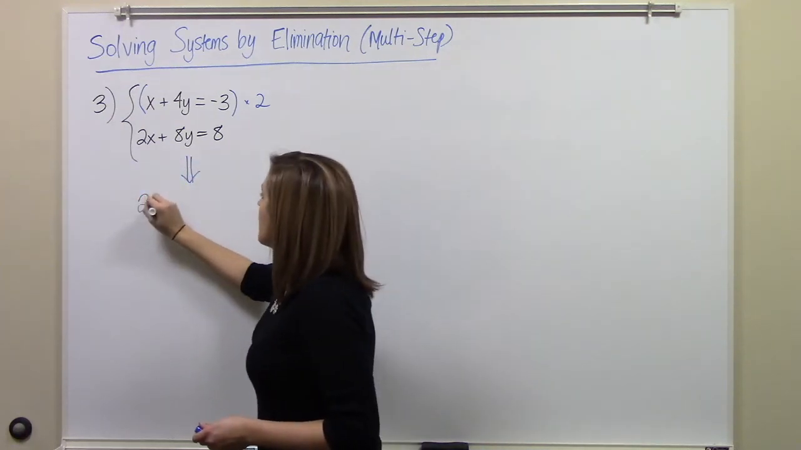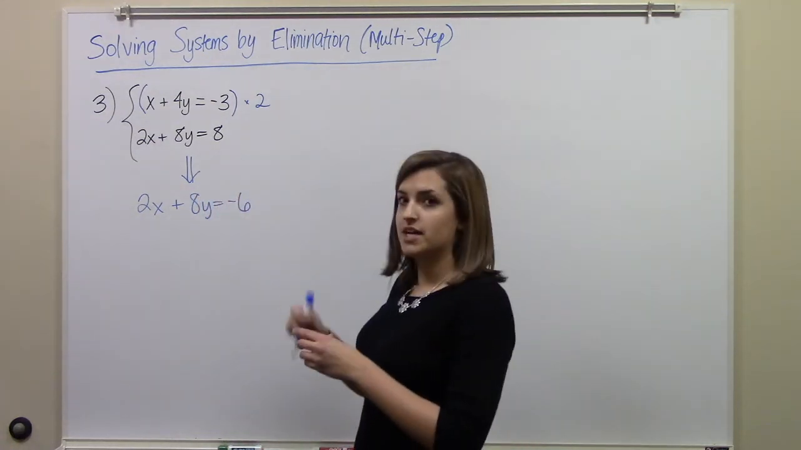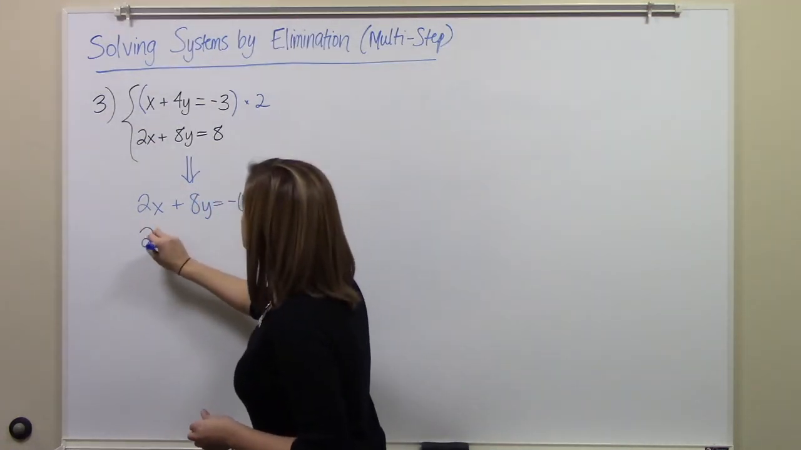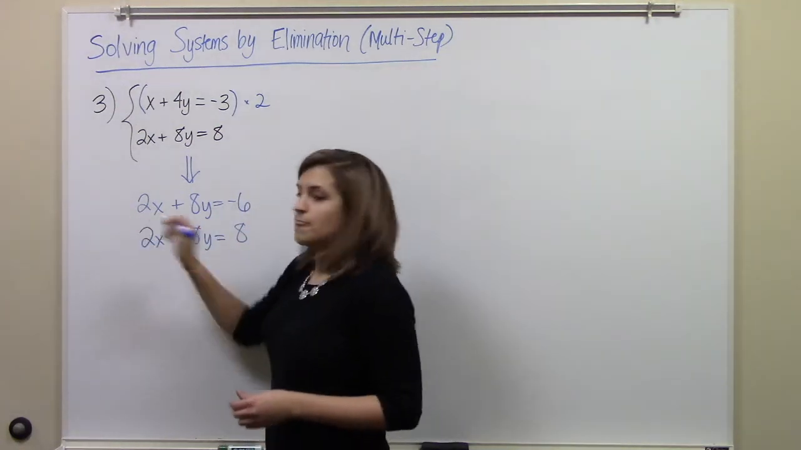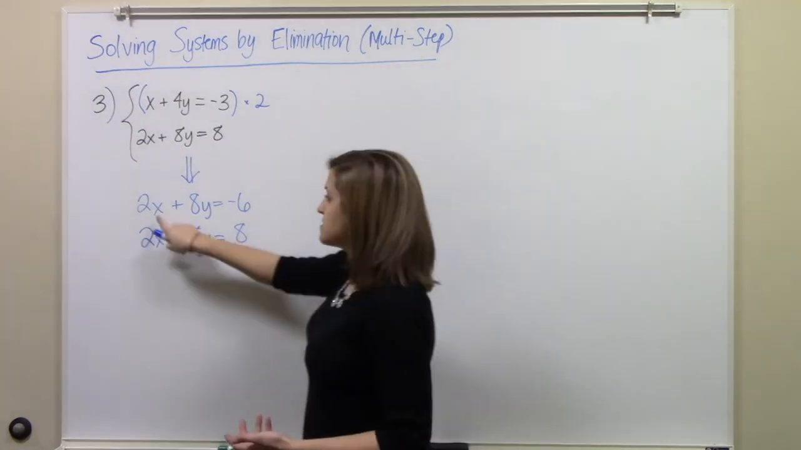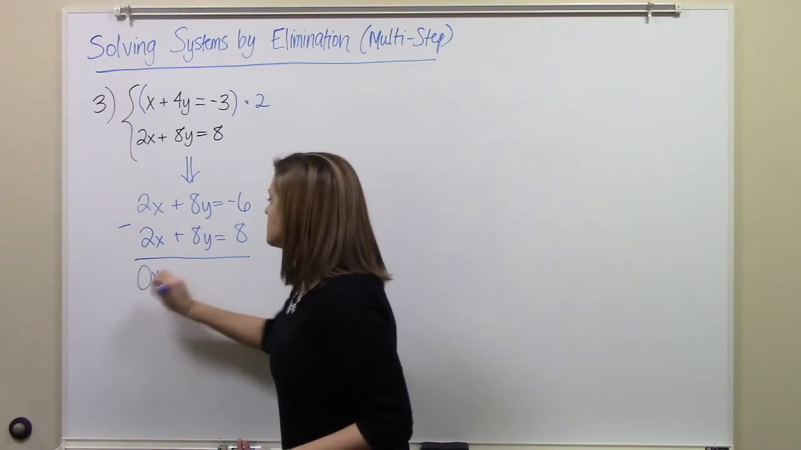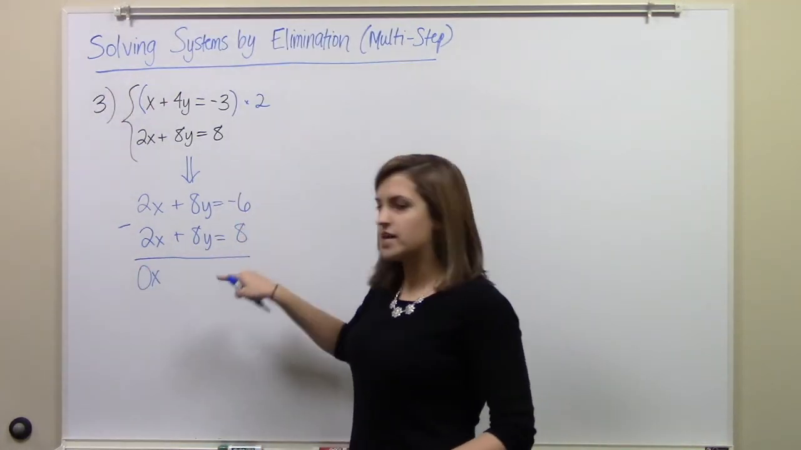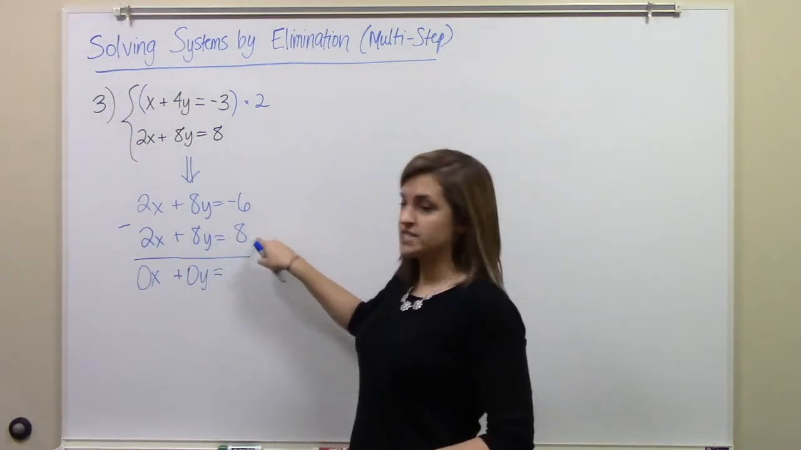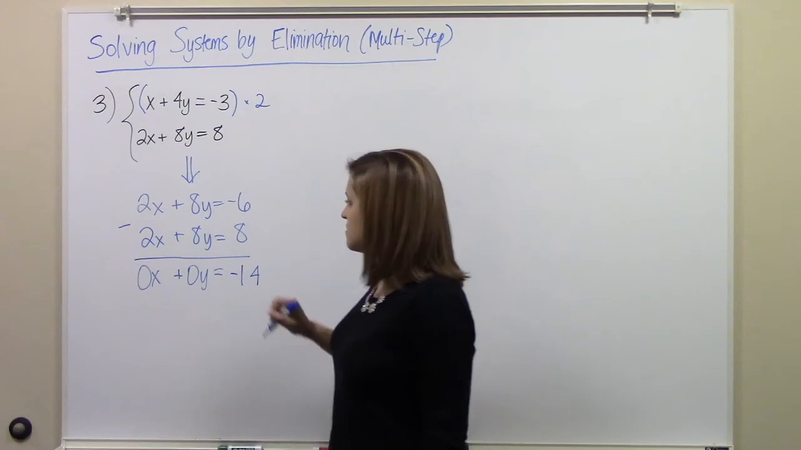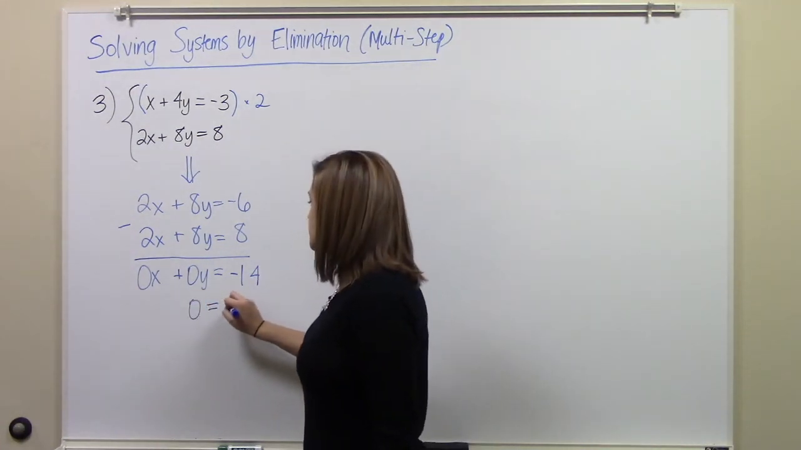So I'm going to get 2x plus 8y equals negative 6. My second equation is going to stay the same. 2x plus 8y equals 8. And now I'm going to subtract these because I want these two x's to cancel. So I'm going to subtract. I'll find that I have 0x and then 8y minus 8y. So I'm going to get 0y equals negative 6 minus 8, which is negative 14. So 0x plus 0y is just 0, and I get 0 equals negative 14.